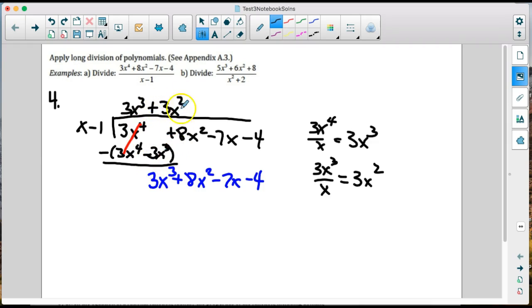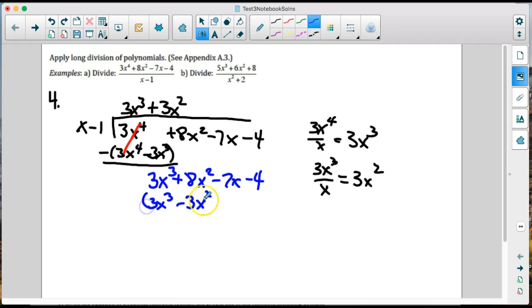So we're going to multiply this term by what we're dividing by, and we're going to write that underneath this factor, what's left over in this polynomial. So 3x squared times x is 3x cubed. 3x squared times negative 1 is negative 3x squared.